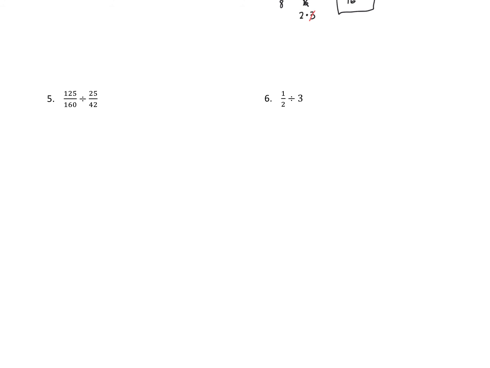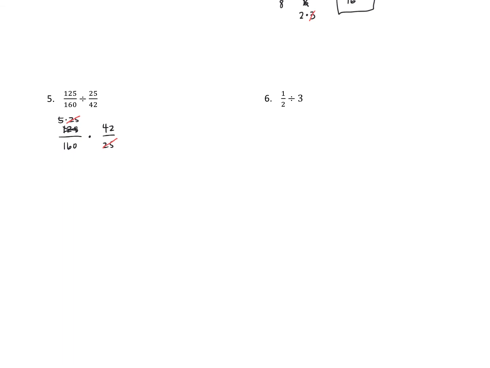Number 5, first thing I'm going to do is adjust this division to multiplication. So keep the first fraction, change to multiplication, flip the second fraction. So 25 will go into 125 evenly. So that will be 5 times 25. So 25s cancel out. I don't know about 42 and 160. So all I'm going to do is, let's just try 2. They're both even. So 42 divided by 2 is 21.